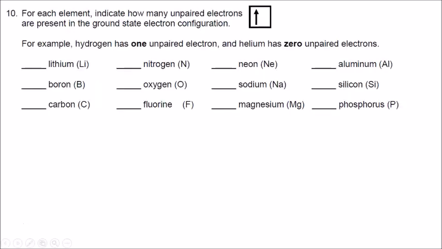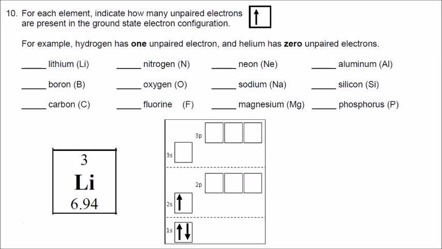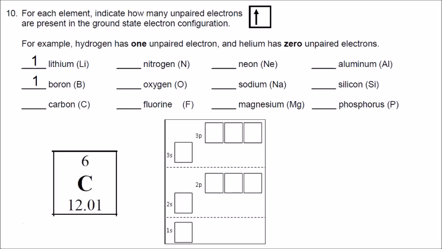All right, number 10. For each element, indicate how many unpaired electrons, which is a single arrow in a box, are present in the ground state electron configuration. So it might be nice to go ahead and show you these energy level diagrams and verify how many unpaired electrons there are. So lithium, which has 3 electrons, would look like this with 1 unpaired electron in the 2s sublevel. Boron has a total of 5 electrons, and when we finish the electron diagram, we have 1 unpaired electron in the 2p sublevel. Carbon would have 2 unpaired electrons.